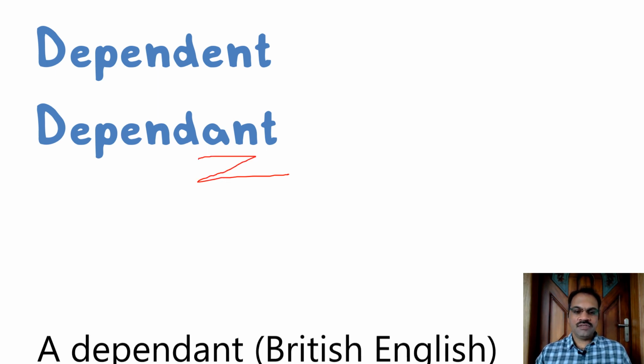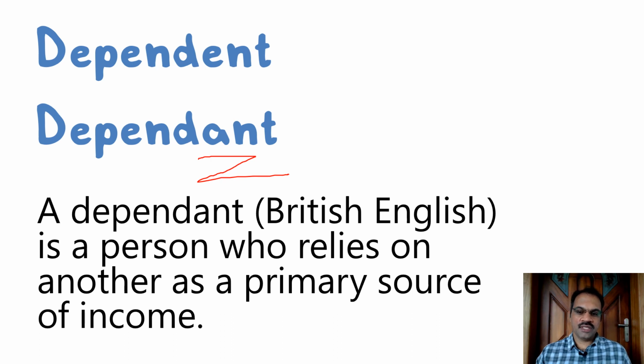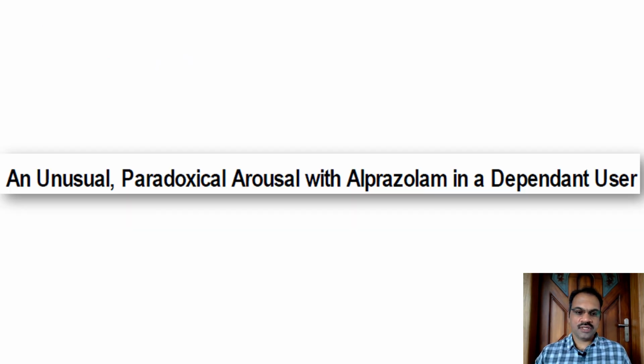Dependent and dependant. Many a time people confuse between these two, but the second one, with an a, has an entirely different meaning. It is from British English, and it means basically a person who relies on another as a primary source of income. That is, you are financially dependent on another person. So it is not the usual alcohol dependence. That dependence is the version that I gave above, the one with E. But again, people keep making mistakes in this regard. Please see this title of a published article. Alprazolam in a dependant user. So that is a mistake.